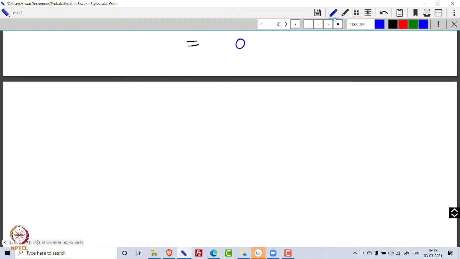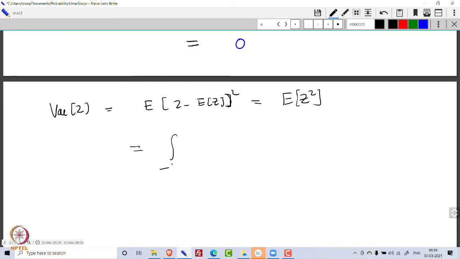So what's the variance of Z going to be? The variance of Z is going to be E of Z minus E of Z, the whole square, right? But E of Z is 0, so I just get E of Z squared. And what's that going to be? That's going to be the integral from minus infinity of z squared e to the minus z squared by 2 over root 2 pi.